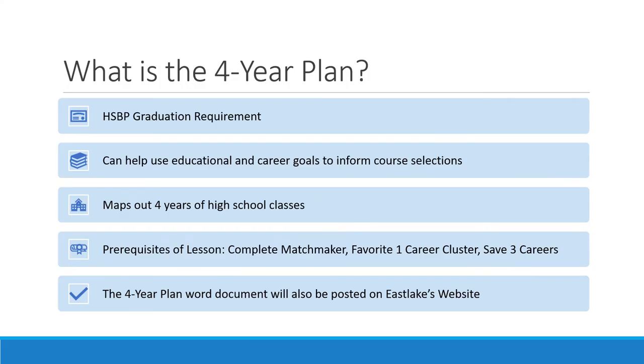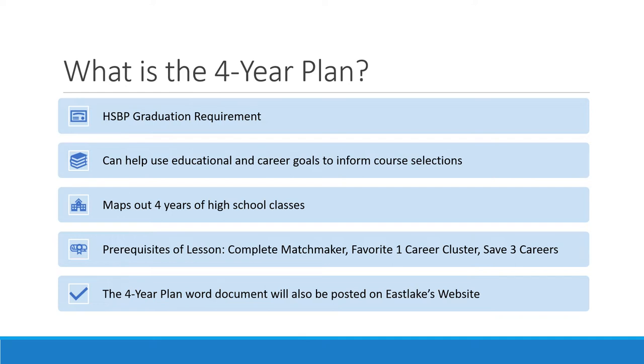So the four-year plan is both a high school and beyond plan and graduation requirement, and it's really a tool that you can use to both create educational and career goals and then use those goals to inform what classes you want to take at Eastlake. You can also use this to map out the 4 years of high school classes that you plan to take here. And it is a Zello lesson, and so there's going to be a few prerequisites of the lesson.